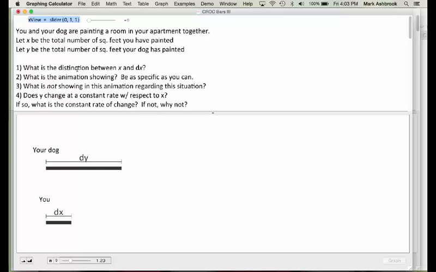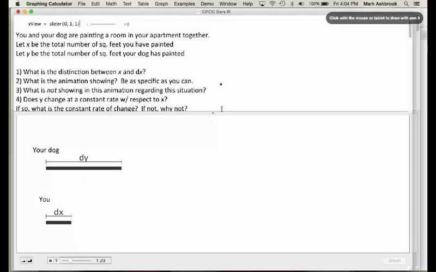And the first question was, what is the distinction between X and dx? So X is the total number of square feet that you have painted. So what would dx be? The differential dx means the change in X. So a change in X. In this case, X is the total number of square feet you've painted, so it's the change in the total number of square feet that you've painted.